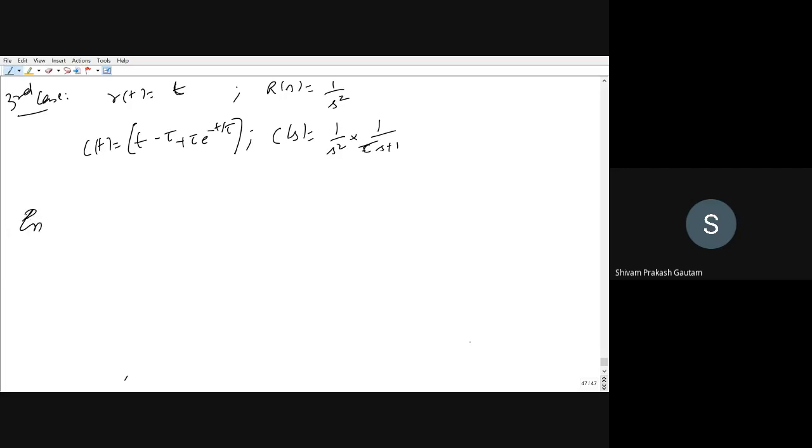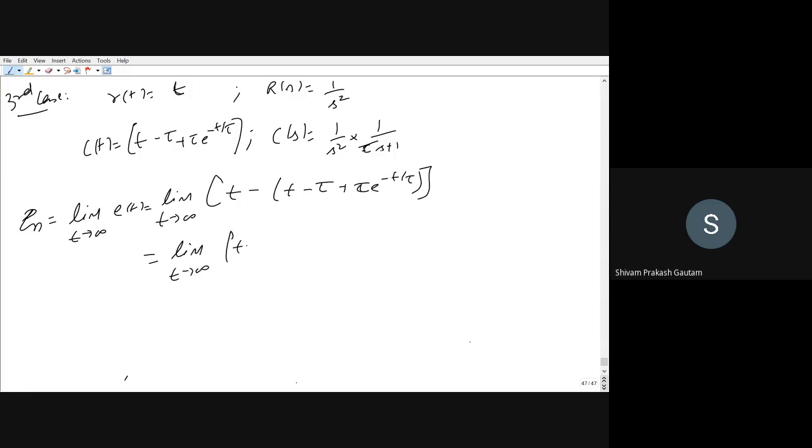So we will calculate the error in the time domain first. Limit t tends to infinity of e(t), which is equal to limit t tends to infinity of r(t) minus c(t). That is t minus c(t), which is t minus tau plus tau e to the power minus t by tau. If you open the bracket, limit t tends to infinity of t minus t plus tau minus tau e to the power minus t by tau. So this t and t will cancel.